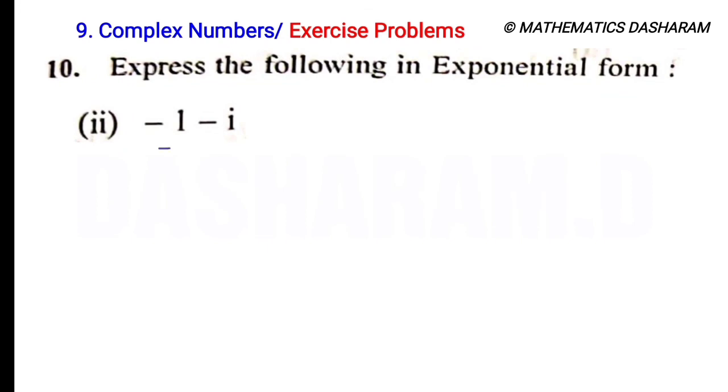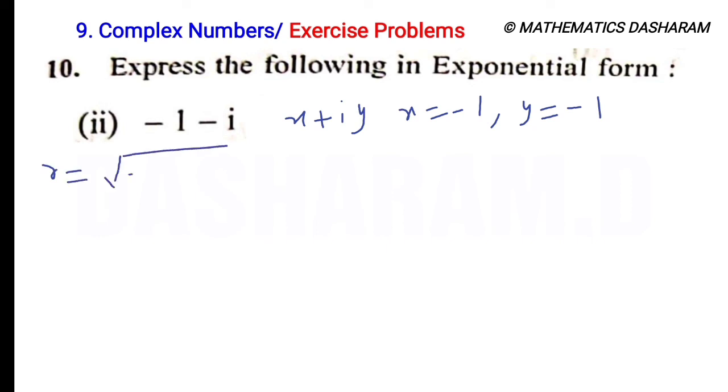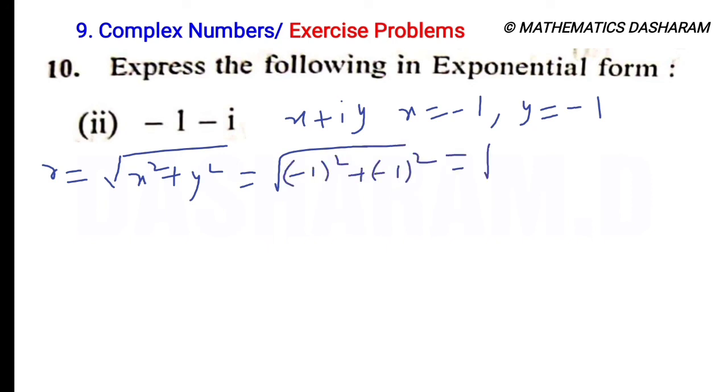Second problem, minus 1 minus i. Compare with x plus iy. So x value is minus 1 and y value is also minus 1. First I am going to find out the r value. That is under root x square plus y square. So minus 1 whole square plus minus 1 whole square equals 1 plus 1, so 2. So r equals root 2.